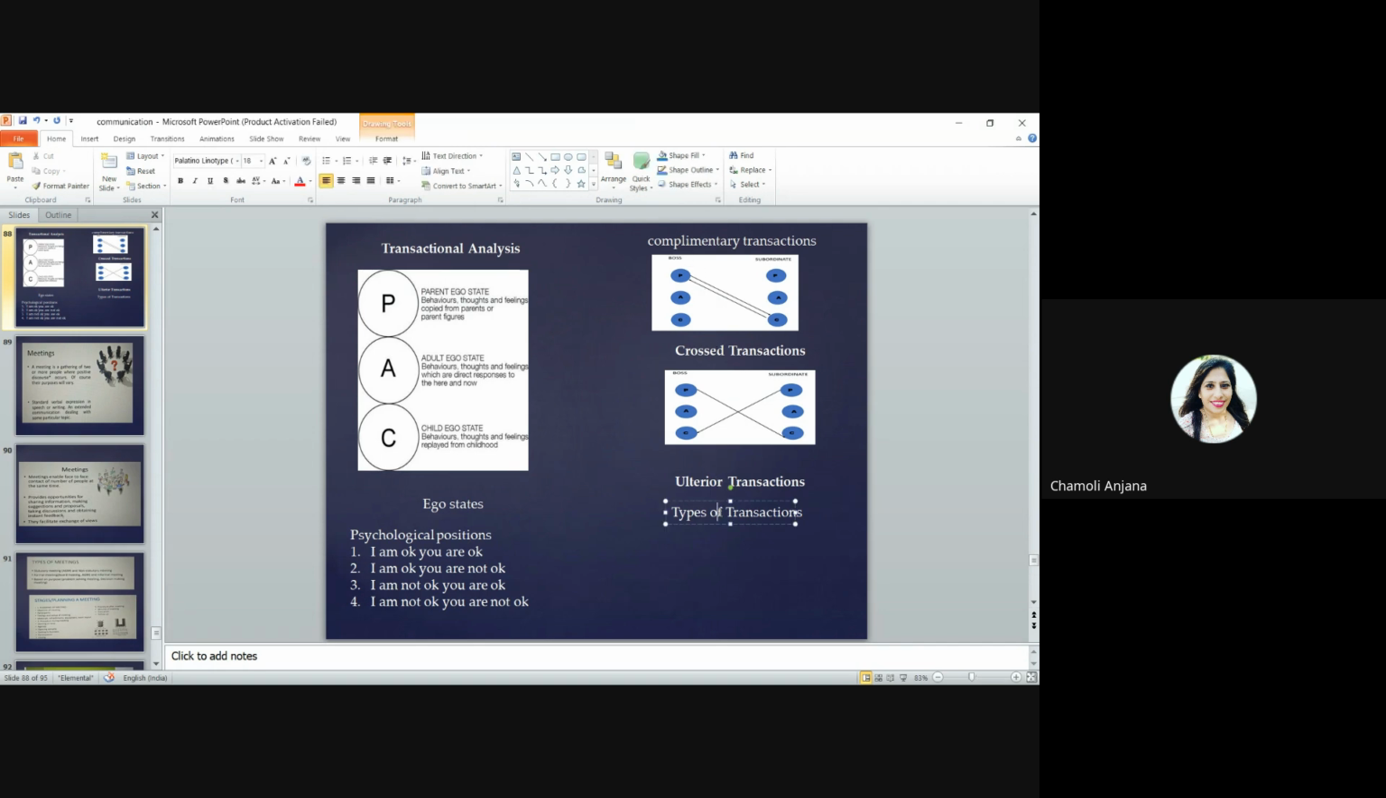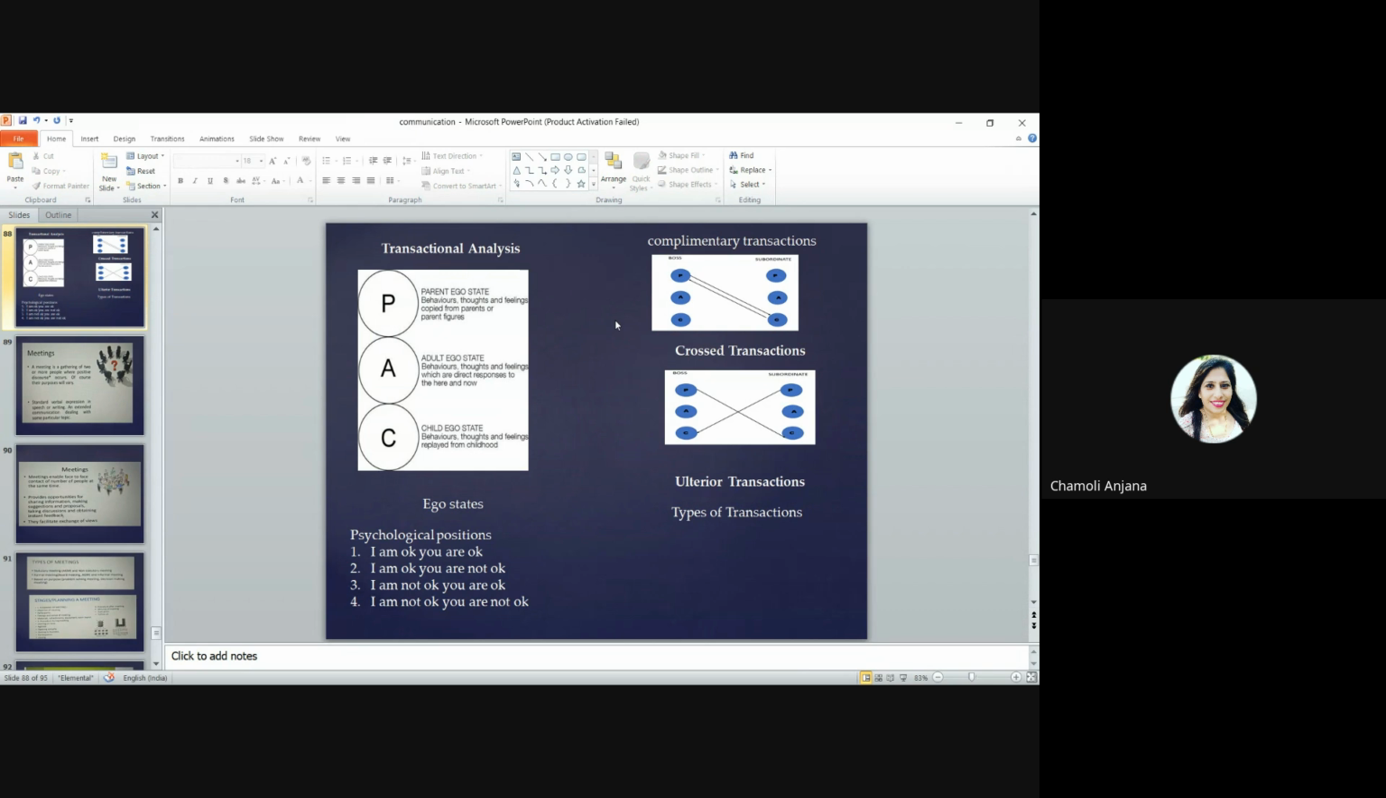The types of transactions. So types of transaction depend upon two things: the stimulus and the response. Stimulus is any cue or any message that you start with, and response is the feedback. Okay, so stimulus and response. So a complementary transaction is one where the stimulus and response are parallel to each other.